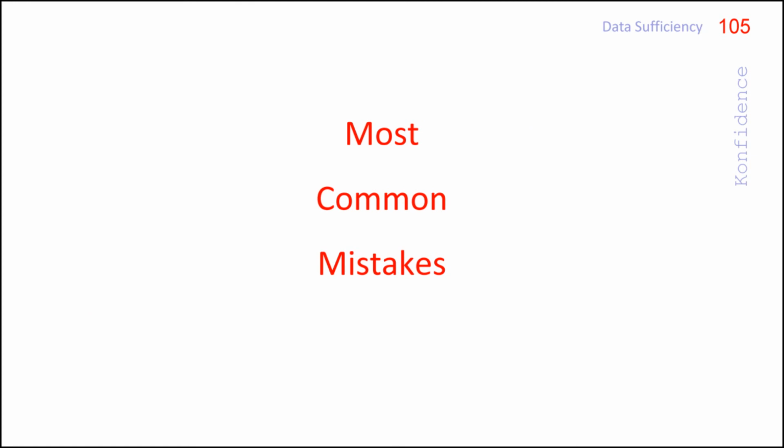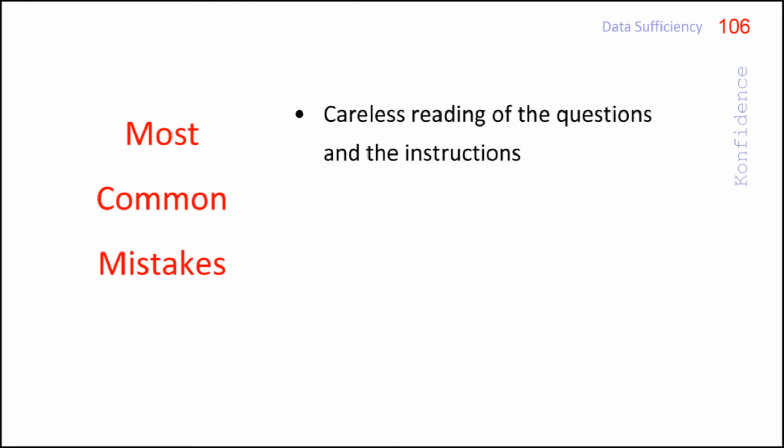The most common mistakes that students make while doing DS questions are: 1. Careless reading of the questions and the instructions. If the instructions and the question are not understood properly, then there are possibilities that you will make a mistake in answering the questions. The second mistake that people make is applying self-acquired knowledge in attempting the questions and analyzing the data. You should resist this temptation and attempt the questions using data given in the questions only.